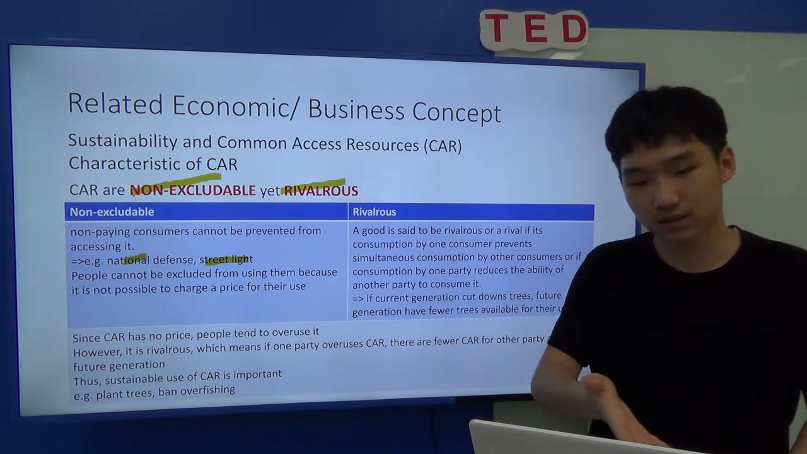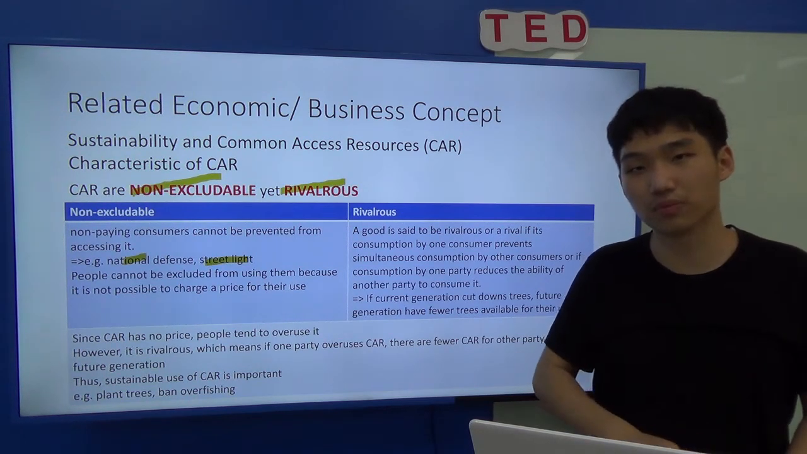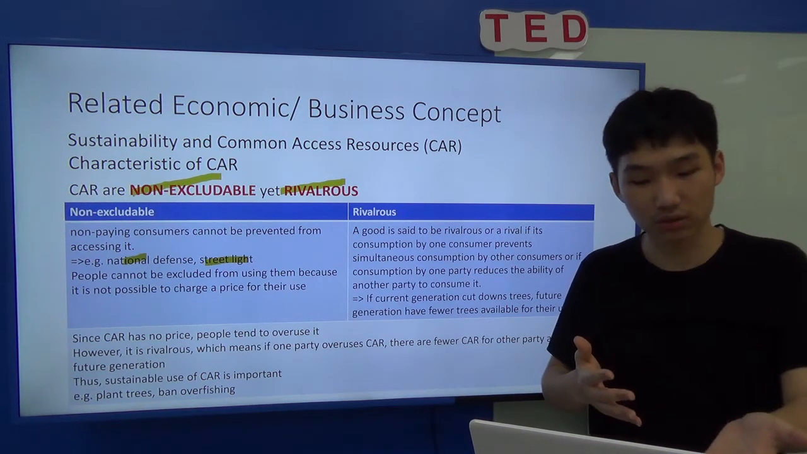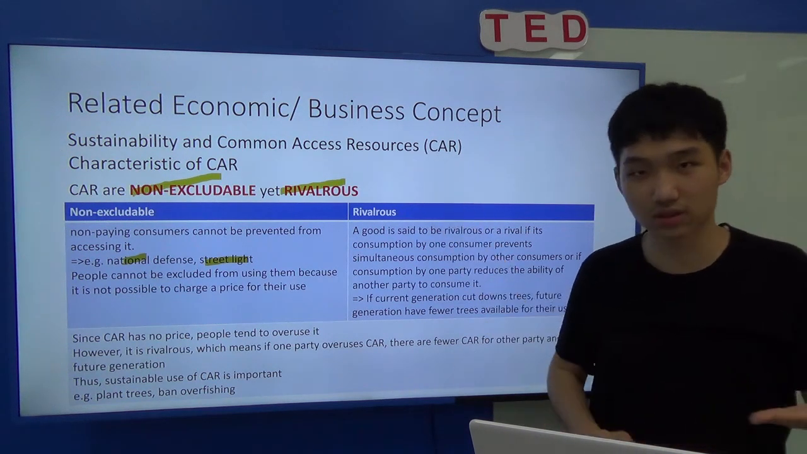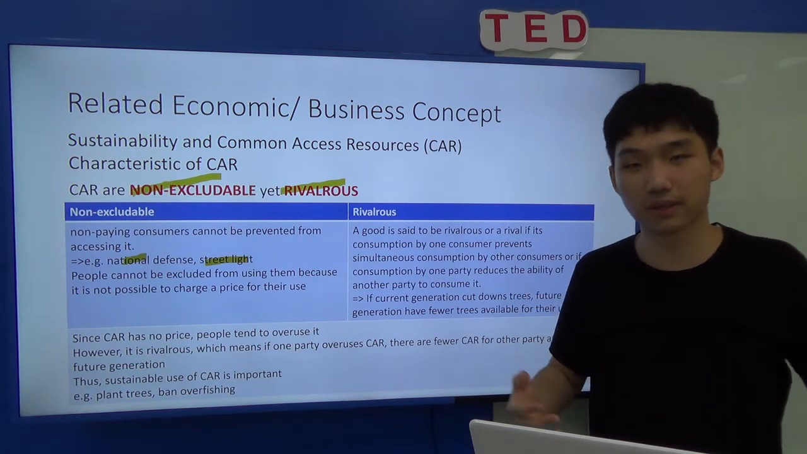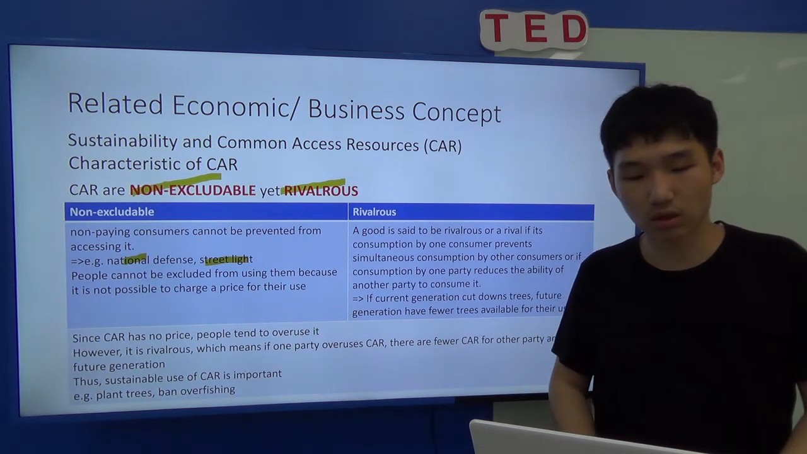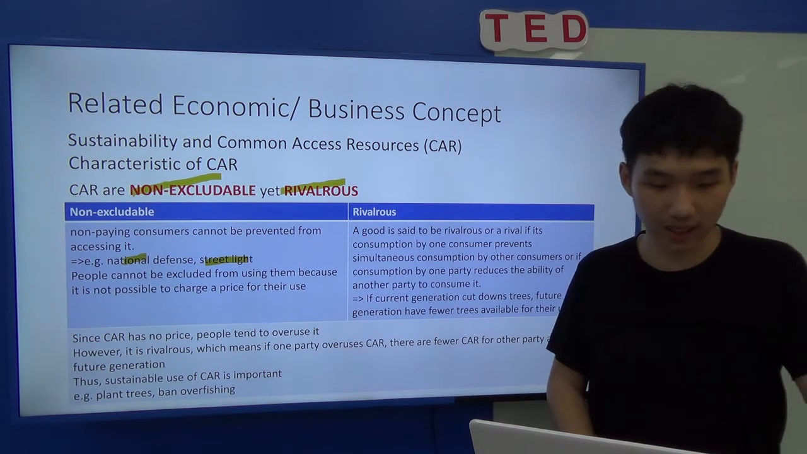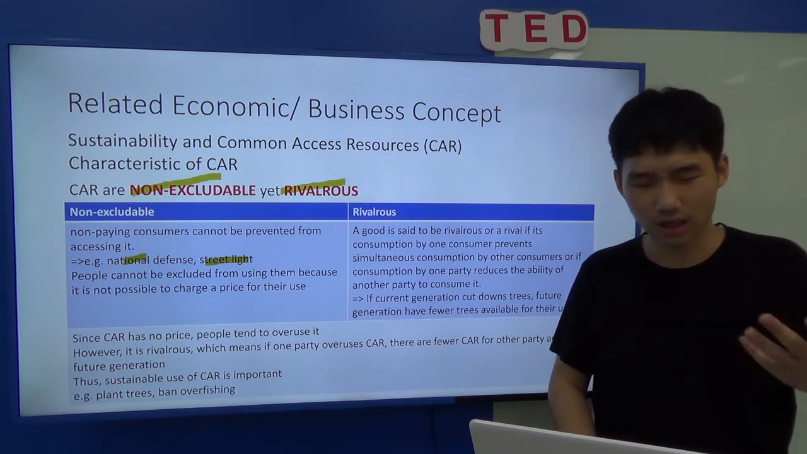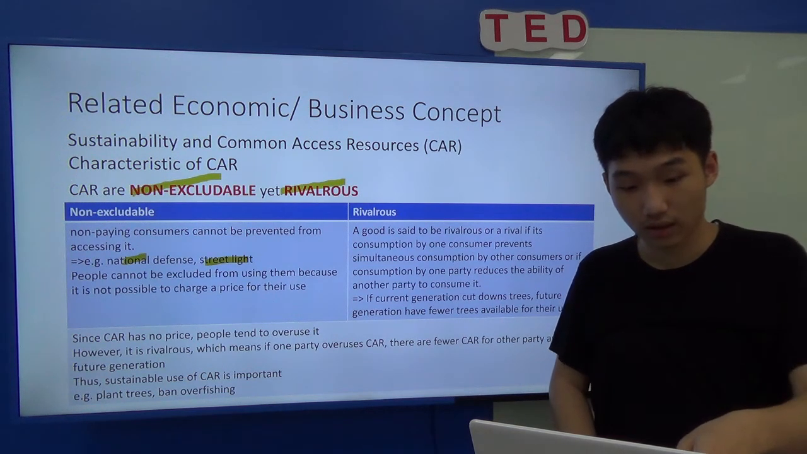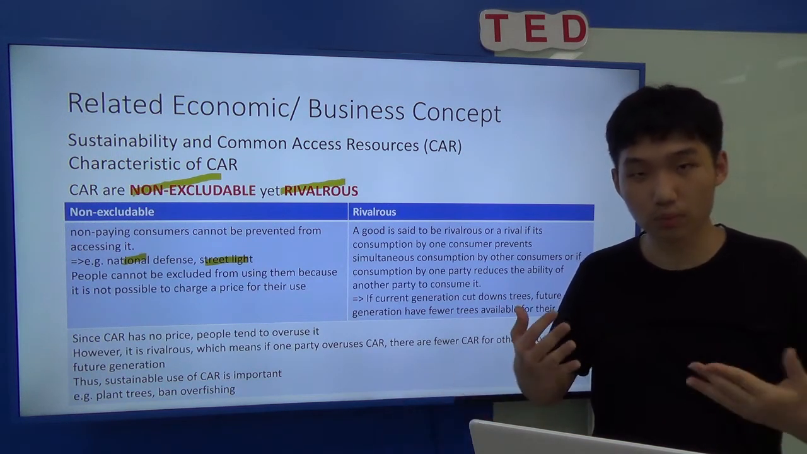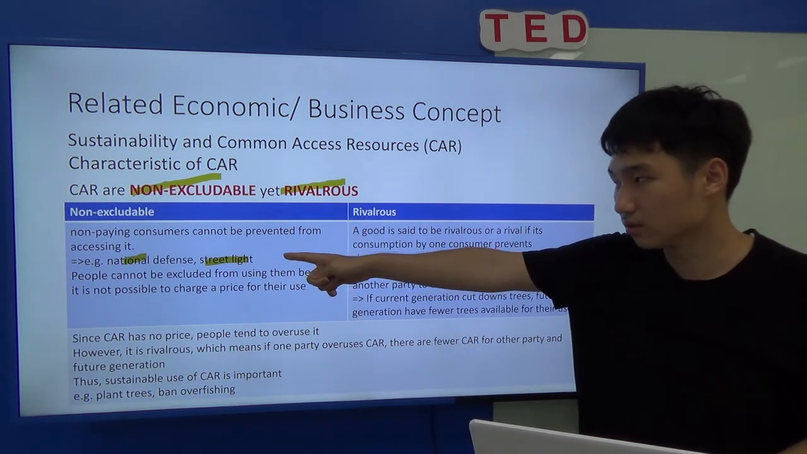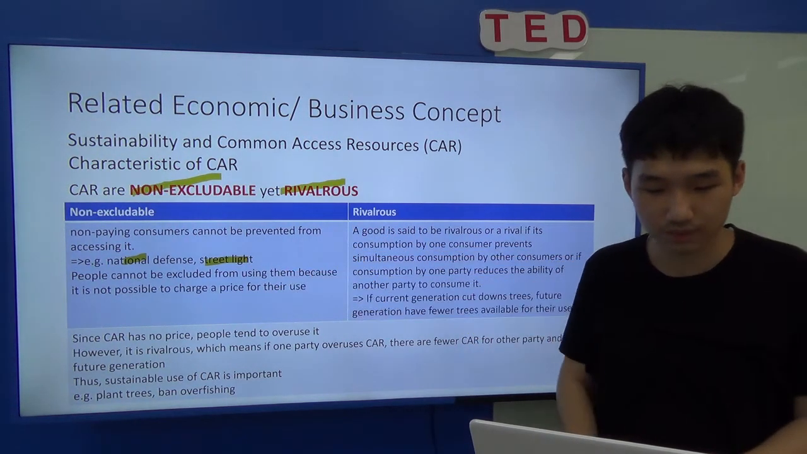This gives rise to a free rider problem, which means that people don't want to pay for such street lights or national defense or common access resources, but they can still enjoy the benefit. So basically, even though you need money to have national defense and street lights, since there's no price, no private firms will try to make or install them in the first place.